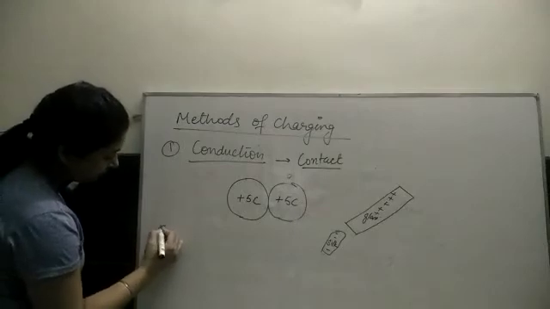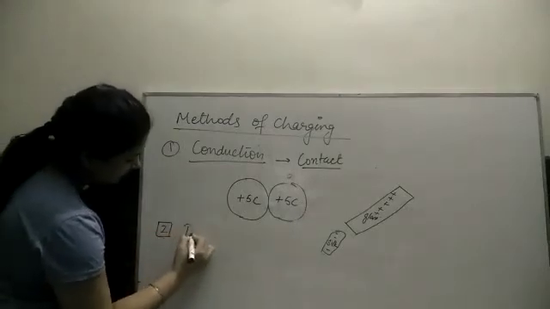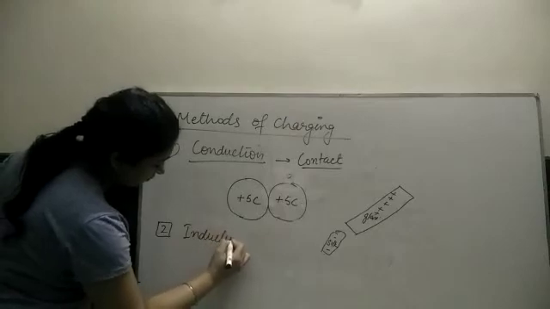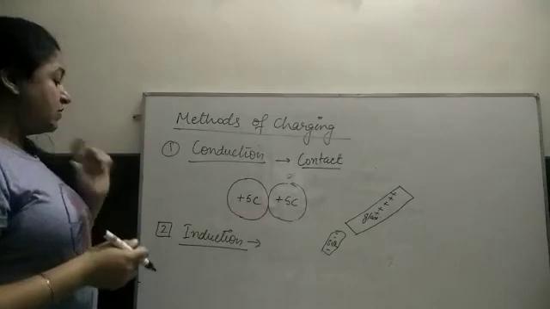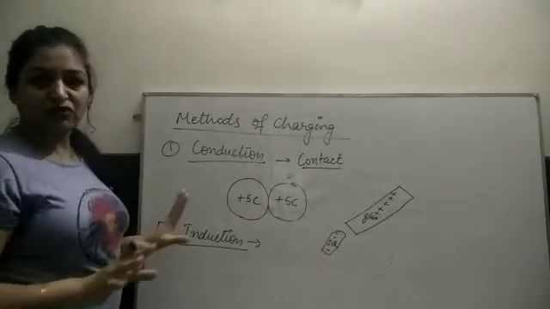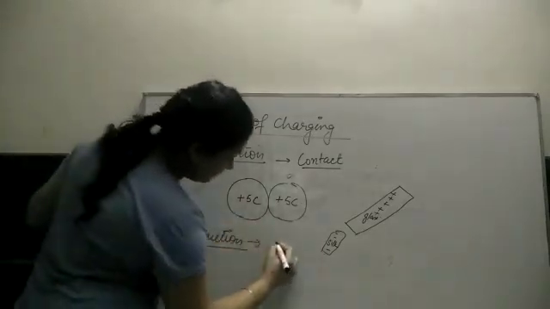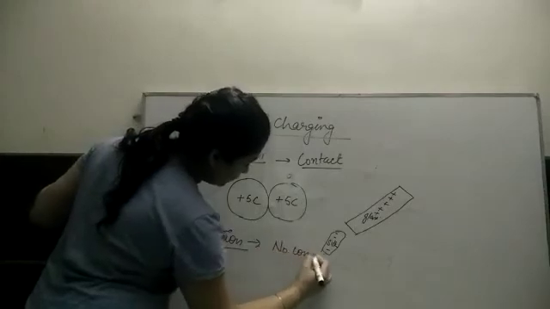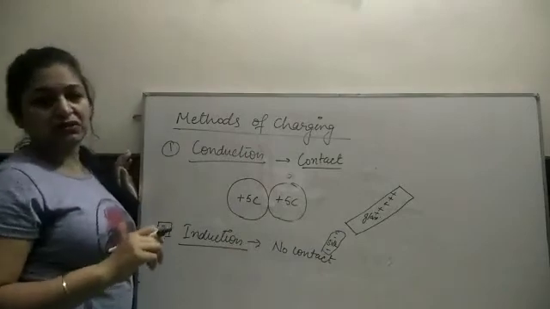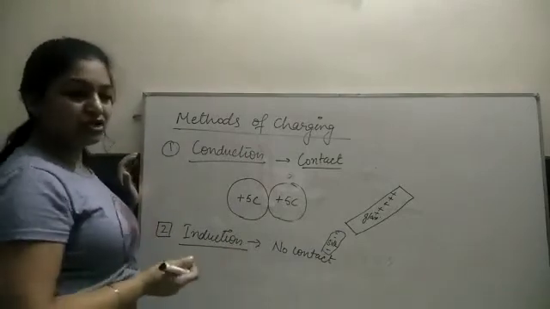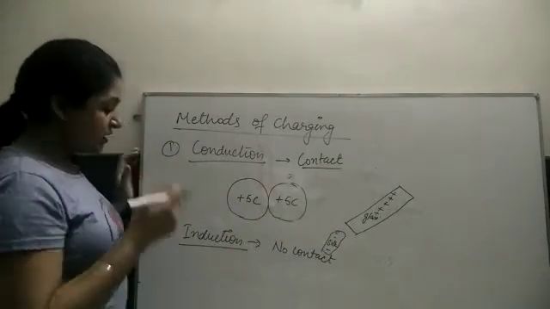Another method of charging objects is the induction method. Induction means here no contact would be there between the two bodies. One very important thing: no contact. There is no contact between the objects. Then how can the charges be given to the body?